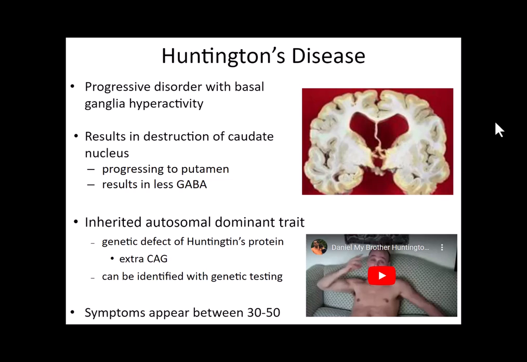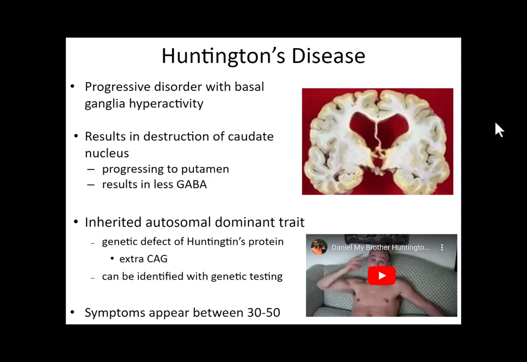And the coronal section that you see at the top of the slide on the right-hand side shows the enlargement of the lateral ventricles. If you remember the very first slide that I showed when I talked about what the basal ganglia were, the caudate nucleus resides very closely with these lateral ventricles, and the destruction of the caudate appears to have the lateral ventricles enlarged.